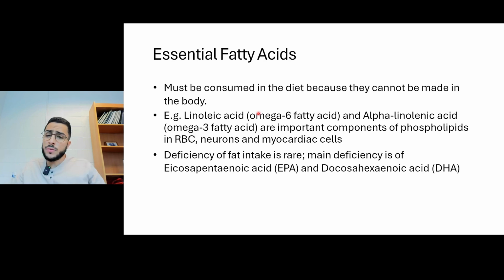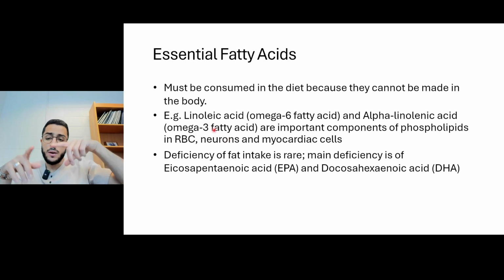So I just talked about essential fatty acids. When we're talking about essential fatty acids, it means, in other words, that they need to come from the food, because they cannot be made in the body. One example of this is linoleic acid, aka omega-6, and also alpha-linolenic acid, omega-3. These are important for phospholipids in red blood cells, neurons, and myocardial cells, because they are polyunsaturated fatty acids, and they are very important for the structure of cells.